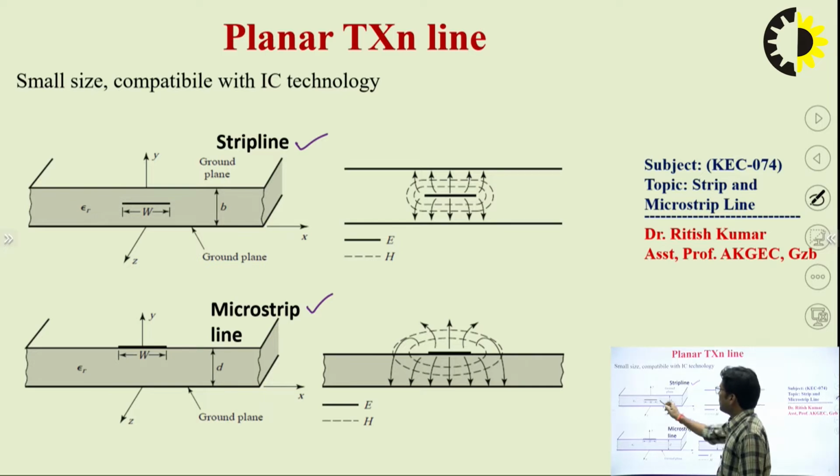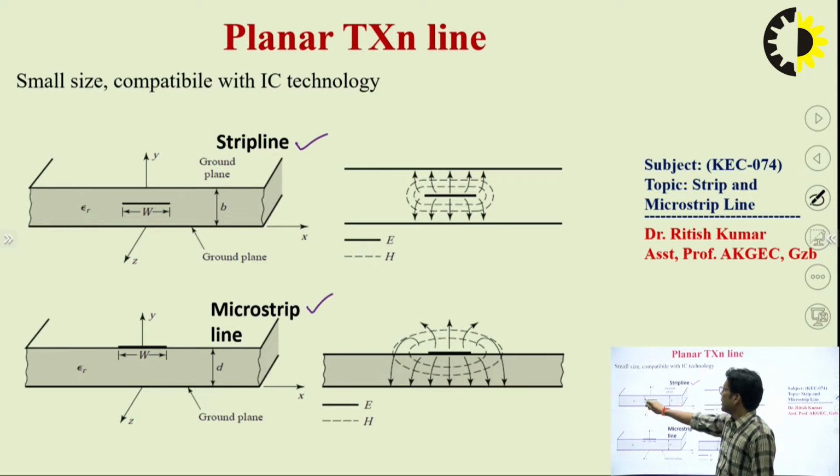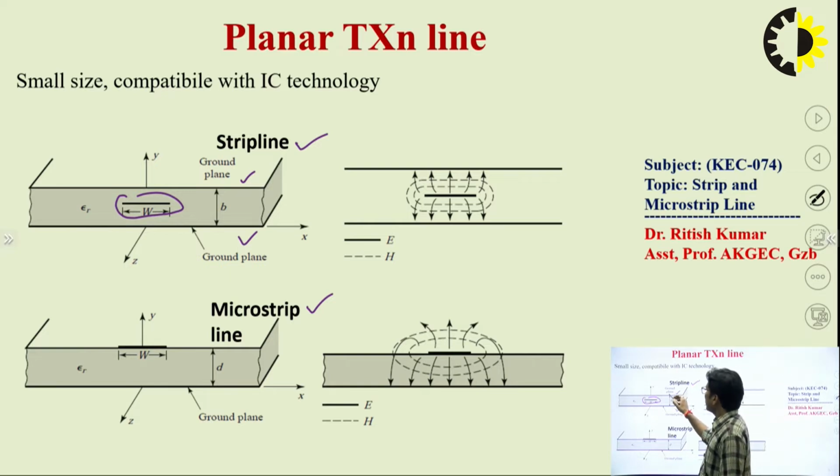In the strip line, as you can see here, there are three conductors. So we can say this is a multi-conductor transmission line. Here this is a center conductor which has the width of the center conductor W, and this center conductor is surrounded by some dielectric media, and this one is the ground plane. Both are the ground plane. And the thickness of this media is represented by b.